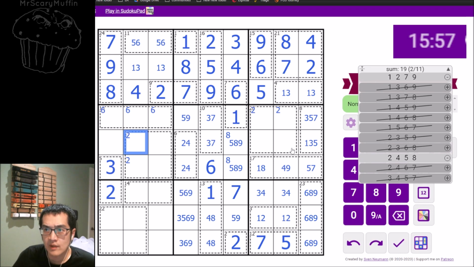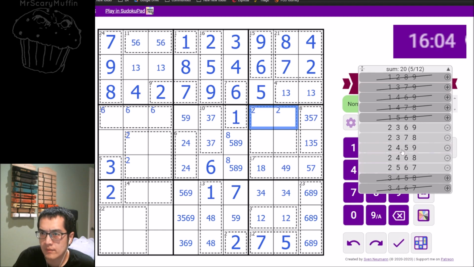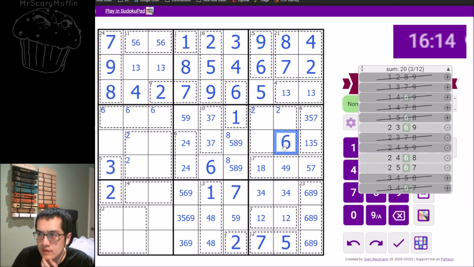Can we have a 2 and a 4? A 2 and a 4 would force the 4 in here. This would be a 2, 4. Down there would need to be 5, 9 or 6, 8. It's doable. In fact, 6 goes here. That reduces a few options.